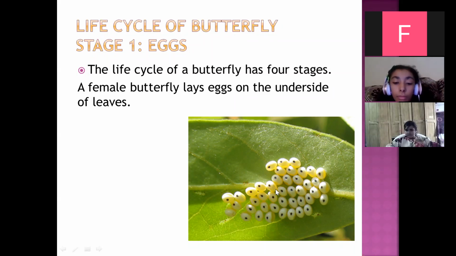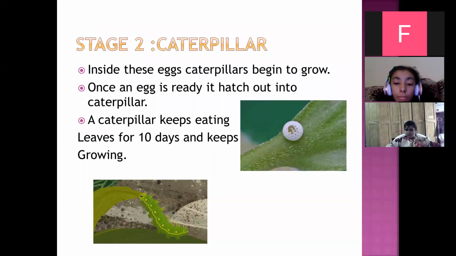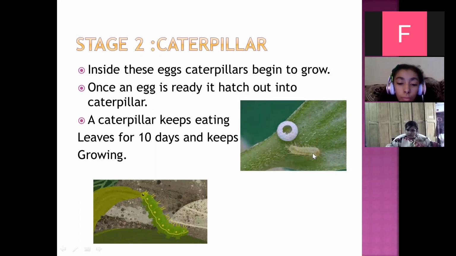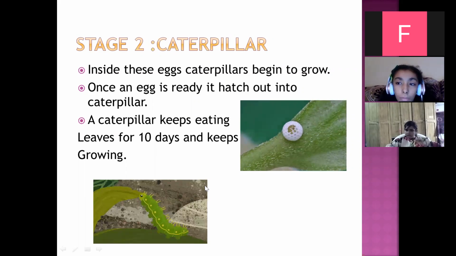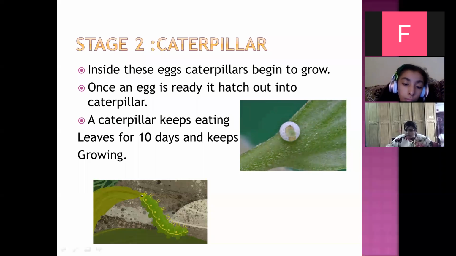Then after laying eggs, after 5 to 6 days, you can see over here, inside these eggs, caterpillars begin to grow. I hope you can see a caterpillar is coming out of this egg now after 5 to 6 days. You can see that? Very good. And you can see over here that after growing and coming out of that egg, this is the caterpillar stage, that is stage number 2.